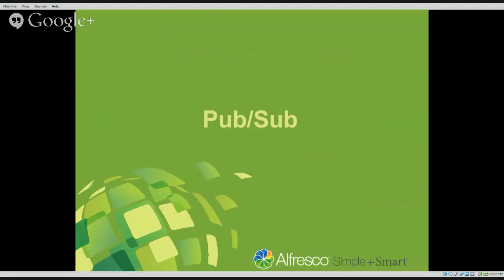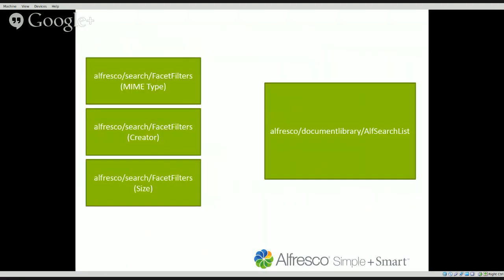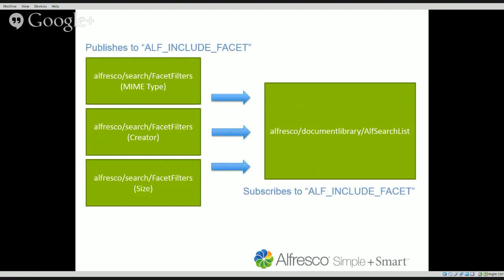So in terms of pub/sub on the faceted search page, this is just an example of what's going to happen. If you imagine we've got some facet filter widgets, I've just shown three as an example here for different facet properties on the page, and we've also got this Alf search list. When the page loads, the facet filters are all publishing on this Alf include facet topic, and it just so happens the Alf search list is subscribing to that same topic.